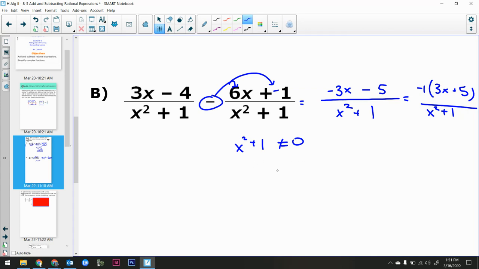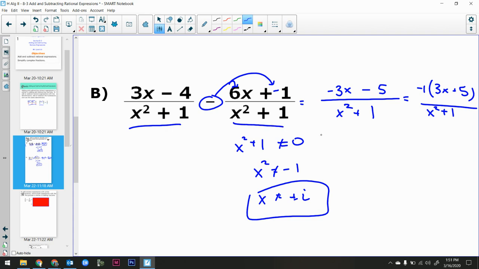So what values of x are undefined? Well, x equal to plus or minus i is undefined, right? Because if I square root -1 there, it gives me an i. Okay, so I should have said x is not equal to plus or minus i, I'm sorry. So life is good when we have common denominators here.